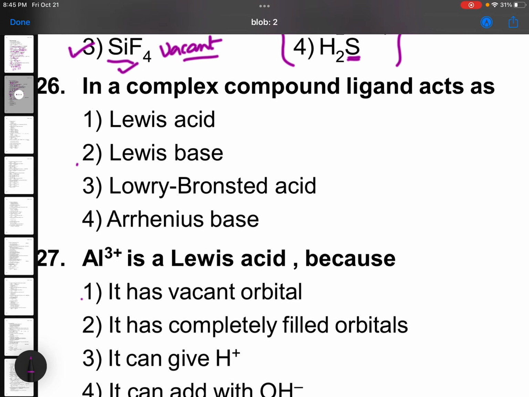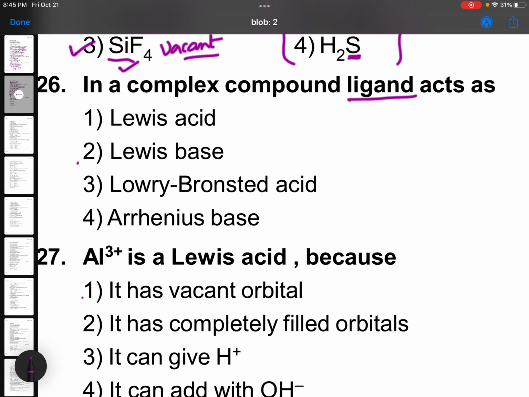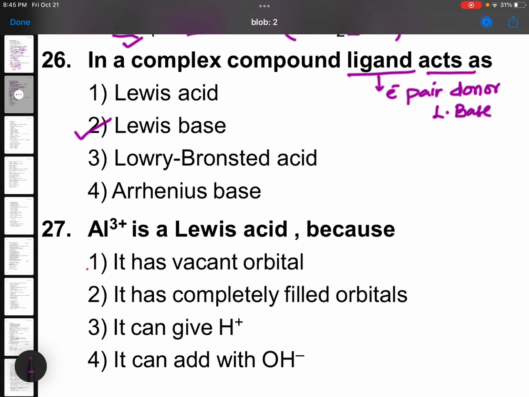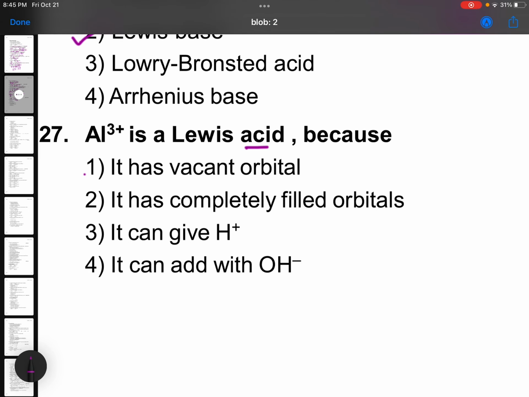In a complex compound, ligand acts as. Ligand means electron pair donor. Electron pair donor is Lewis base. Aluminium plus 3 is a Lewis acid because it has vacant orbital. Direct definition. After 27 we have completed. We will go with more than 100 questions. So stay tuned. This is your lucky sir.